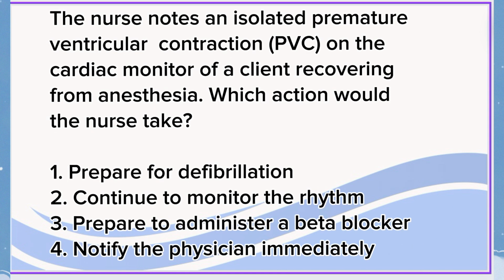The nurse notes an isolated premature ventricular contraction, PVC, on the cardiac monitor of a client recovering from anesthesia. Which action would the nurse take? 1. Prepare for defibrillation. 2. Continue to monitor the rhythm. 3. Prepare to administer a beta blocker. 4. Notify the physician immediately.